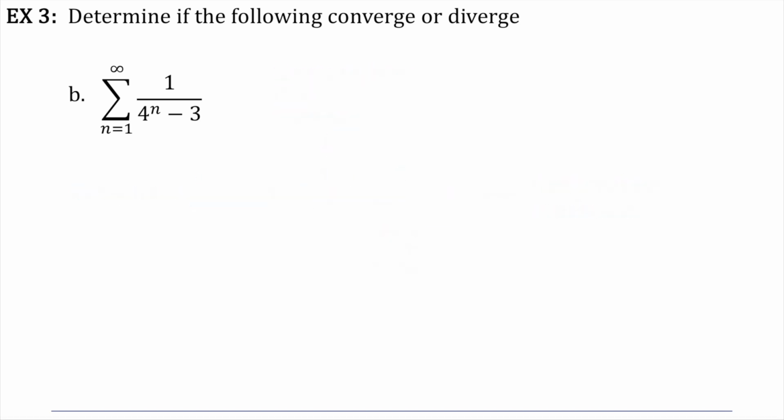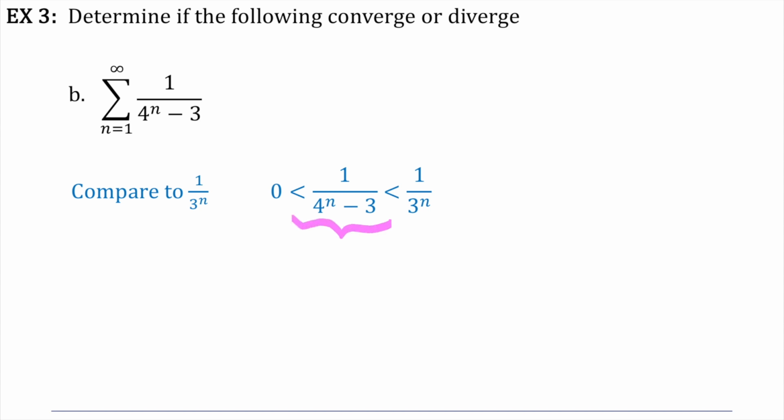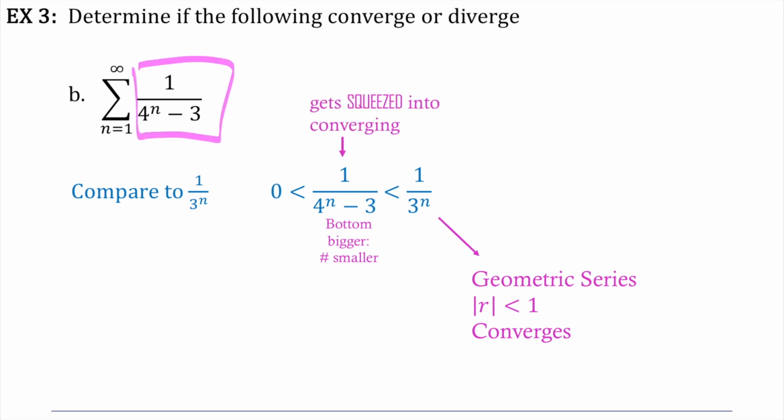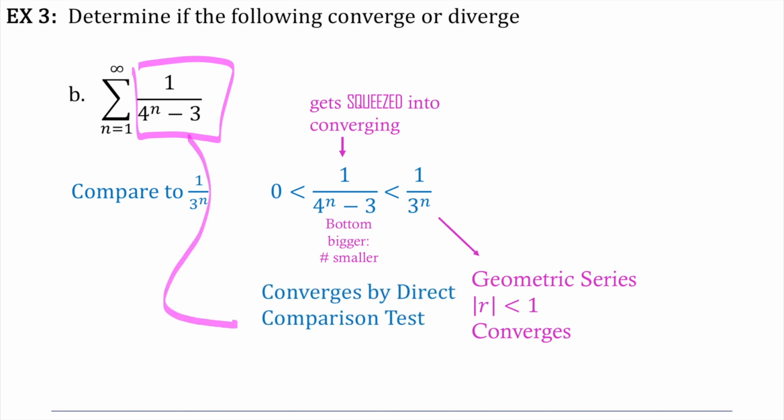All right, now you can start taking notes again. Let's compare it to 1 over 3 to the n. If I compare it to 1 over 3 to the n, now my original series here is less than 1 over 3 to the n, because the bottom is bigger, because that 4 to the n makes it bigger. So the number is smaller. Now I know that 1 over 3 to the n is the geometric series that converges. And so my original series here gets squeezed into converging and converges by the direct comparison test.